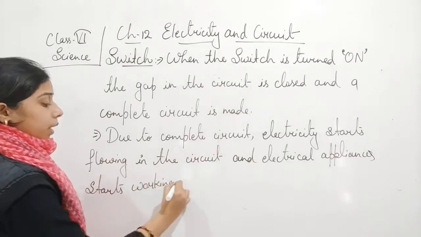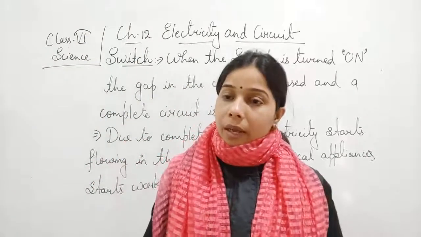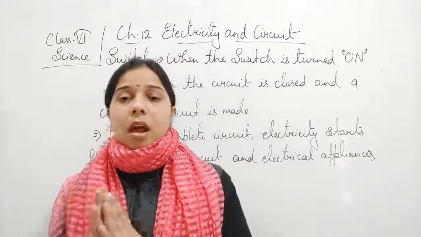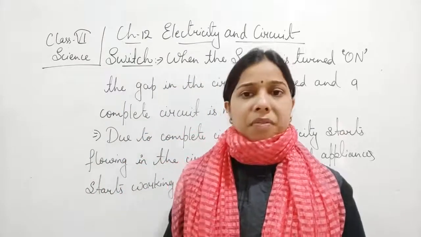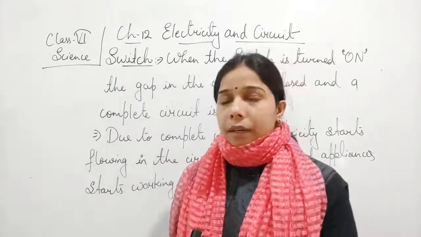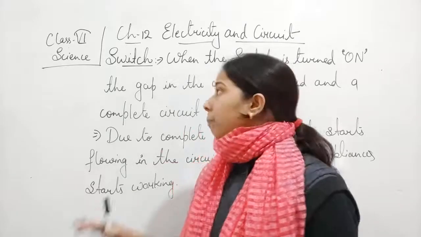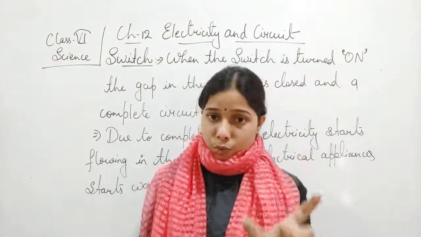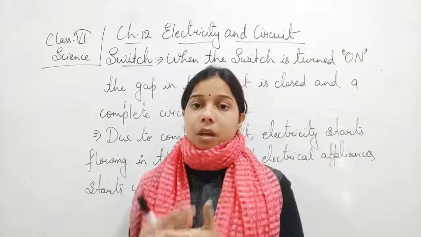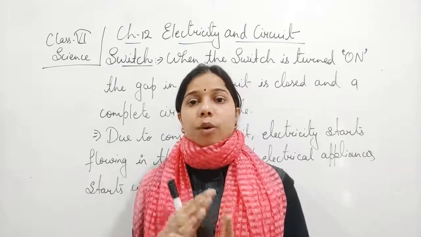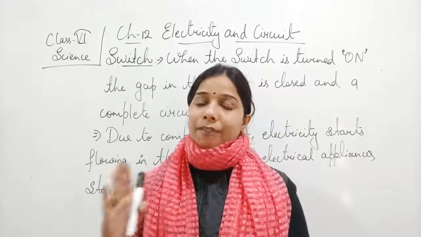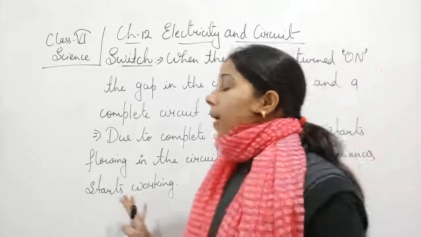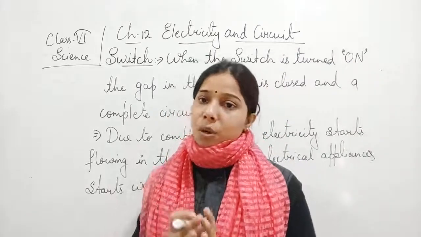So you can understand here, students, that when the switch is off, only then the circuit will be open and incomplete. Then the bulb or the fan will stop working, or any of the appliances will not work. And when the switch is turned on, the gap which was made when the switch was off is now filled, it is closed, and the circuit becomes a complete or closed circuit. So electric current will start flowing easily, and finally, due to the complete circuit, we can say that the electrical appliances will start working properly.